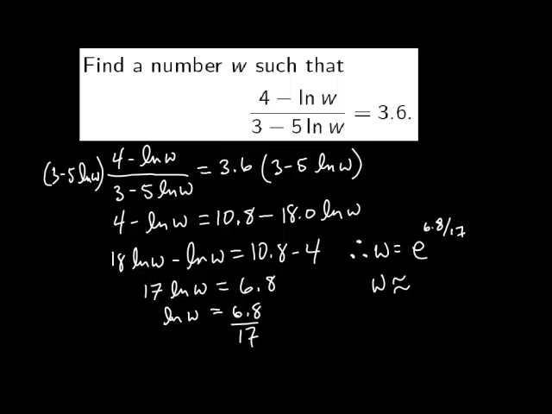These iPhones are really handy things. And e raised to 6.8 divided by 17, that's it. I'm getting a decimal approximation of 1.4918, so rounding that, I'm going to go with 1.492. Okay, and that will conclude this lesson.